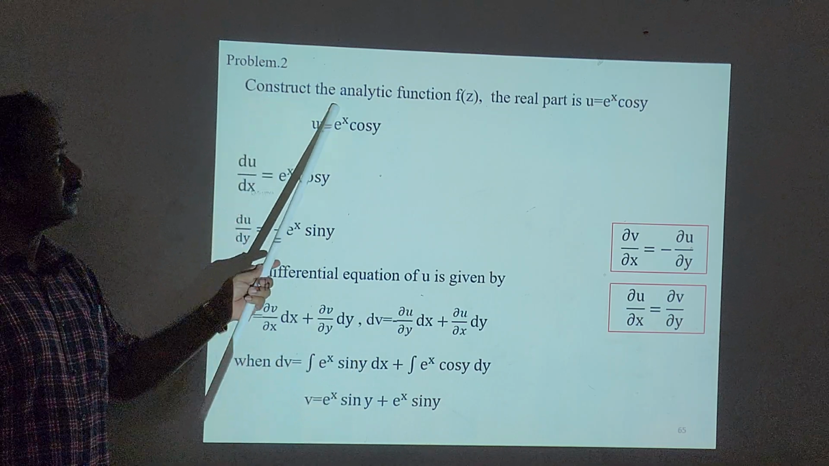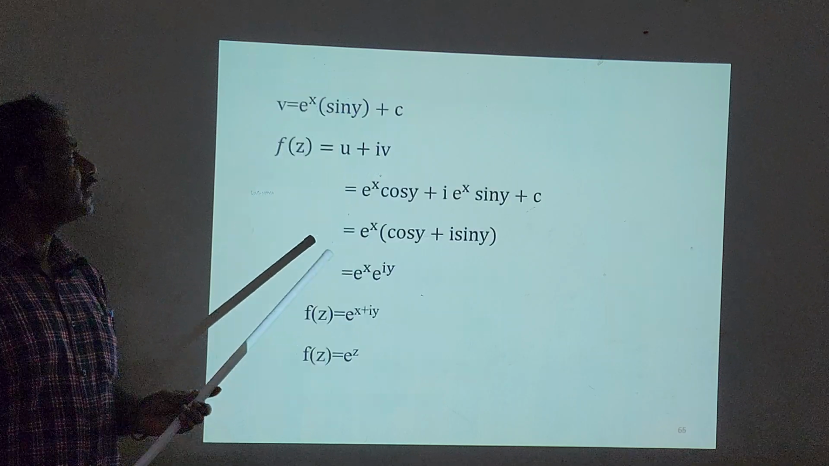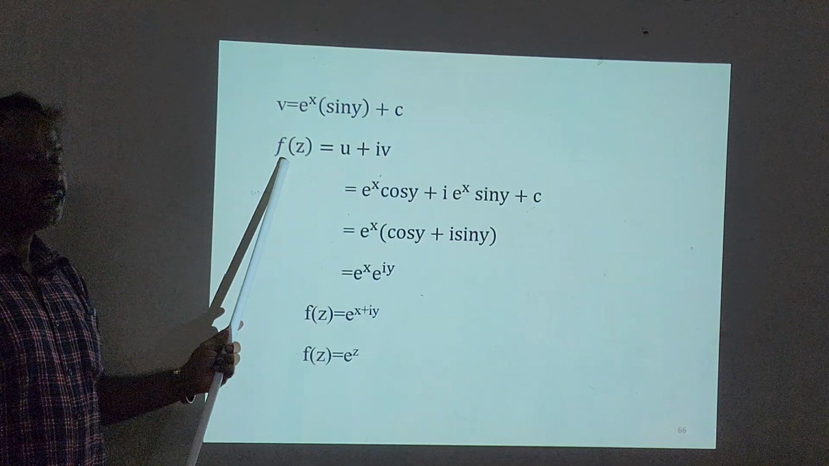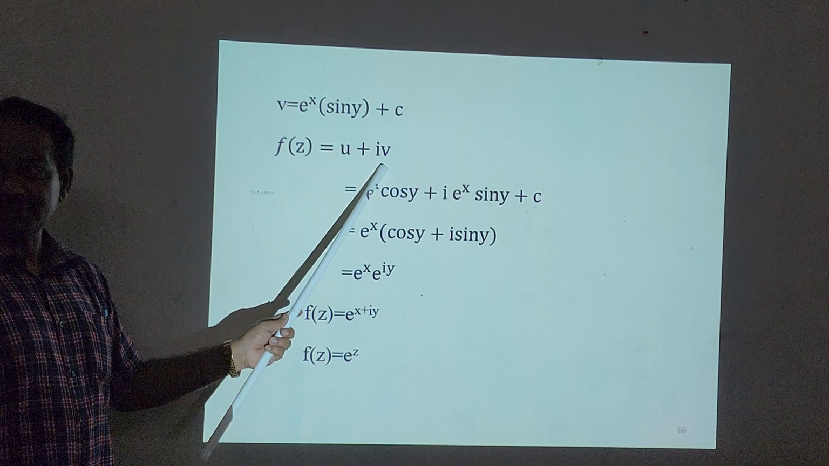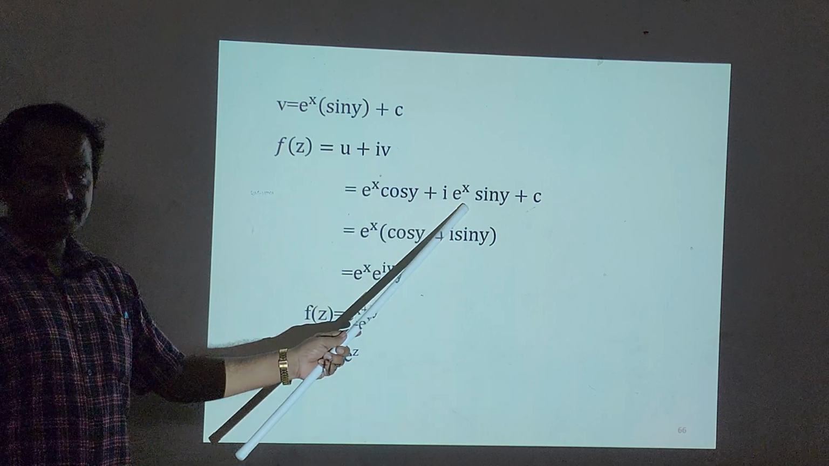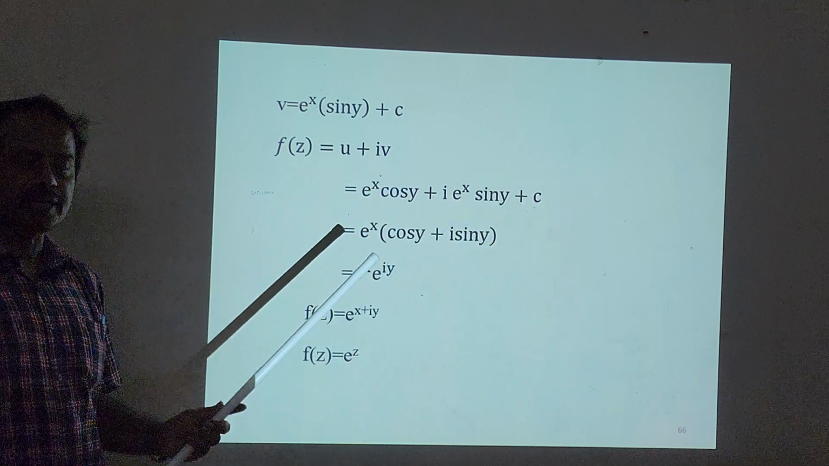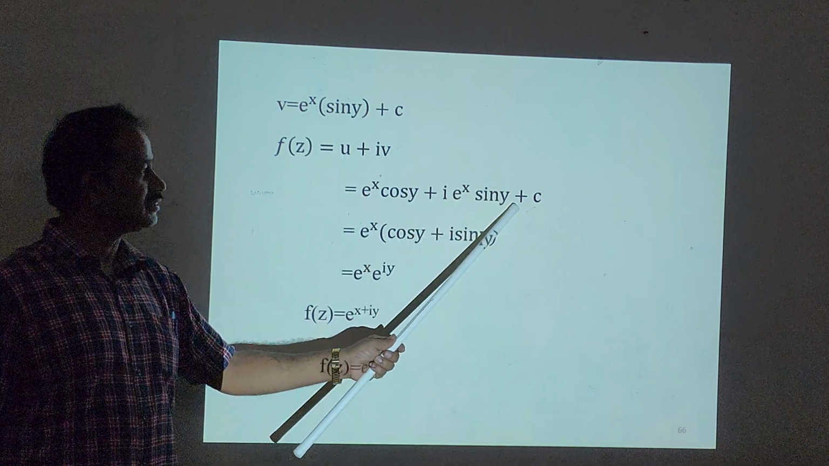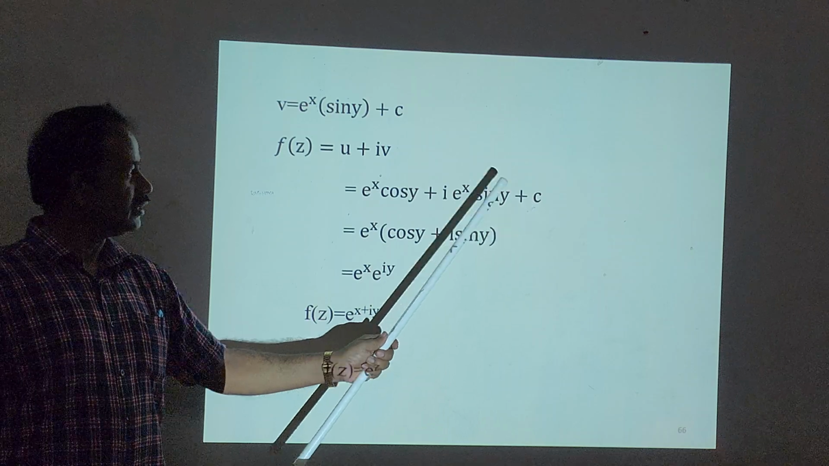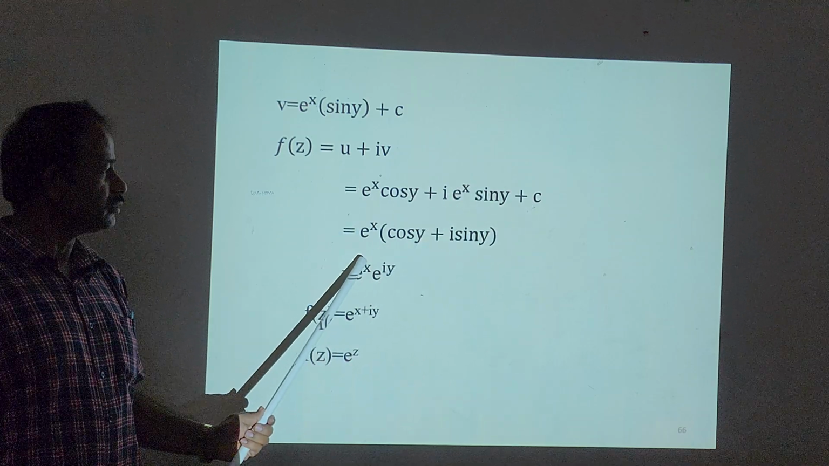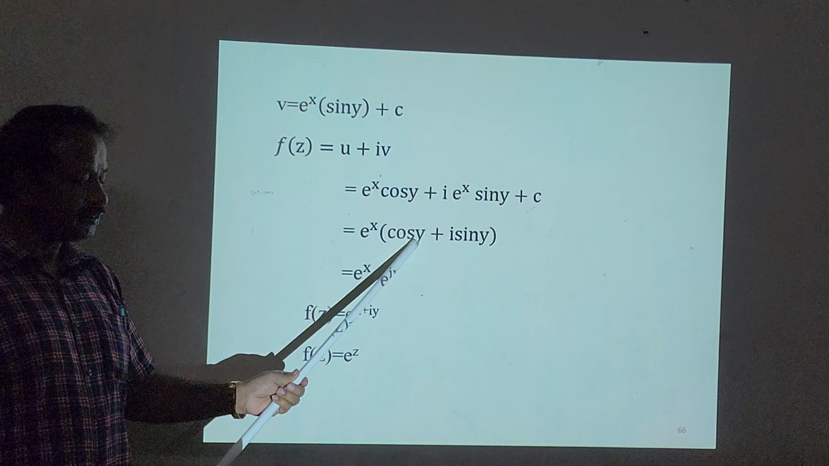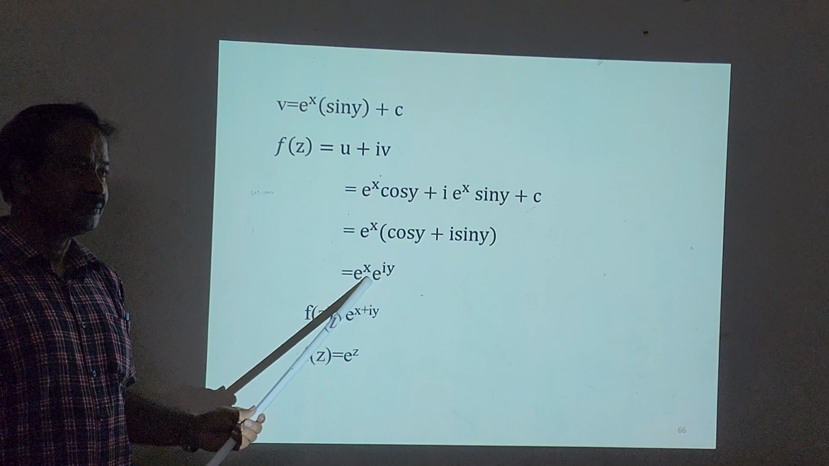What is asked? Construct the analytic function. So v equals e power x sin y plus e power x cos y. Your f of z will be u plus iv. u is given, v is given. Of course, when you integrate, there must be an integration constant, so plus c. Okay. Now e power x is common. I have pulled it out. So e power x into cos y plus i sin y.